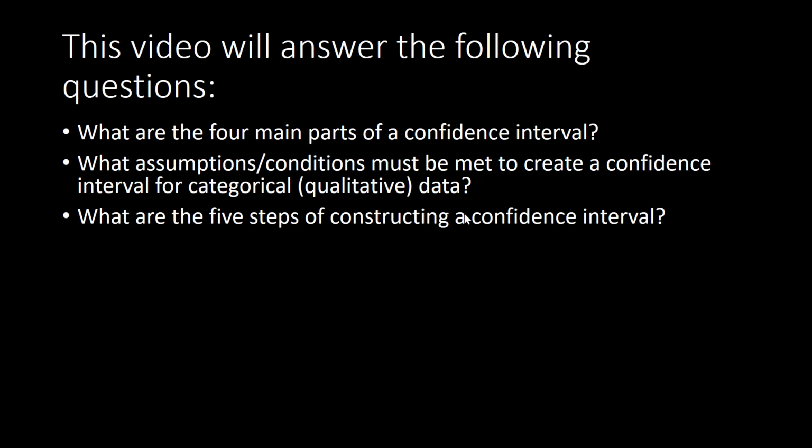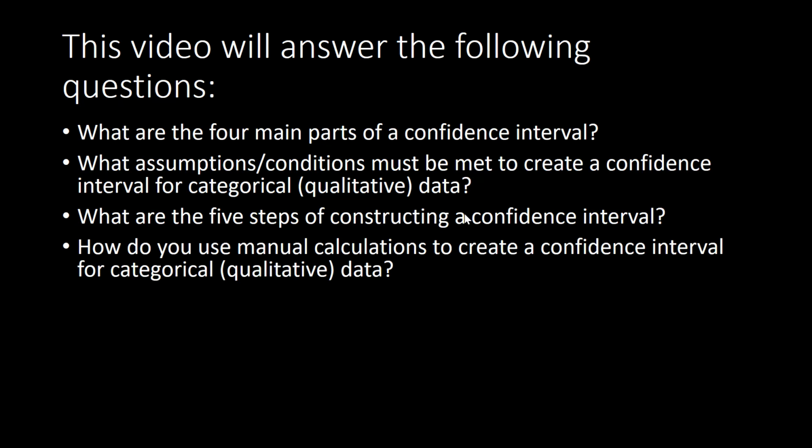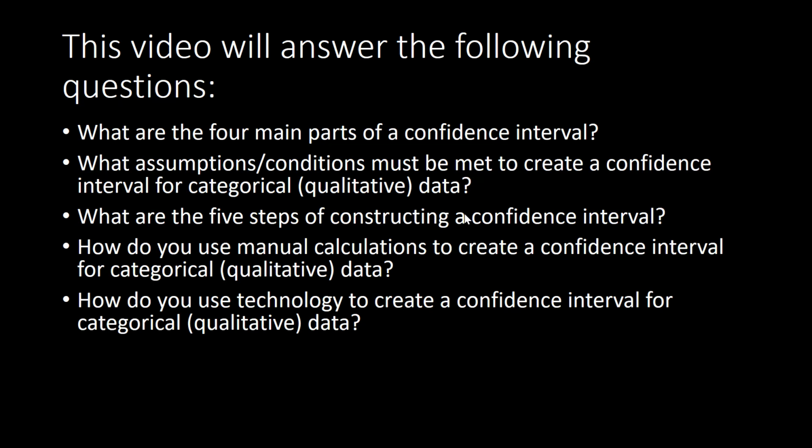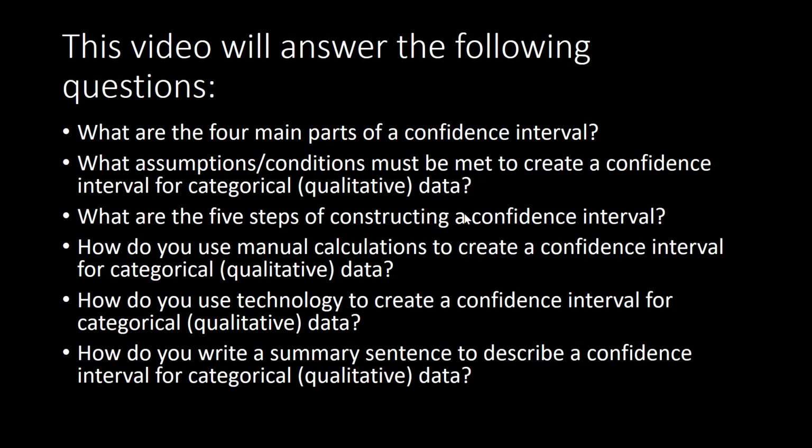What are the 5 steps of constructing a confidence interval? How do you use manual calculations to create a confidence interval for categorical or qualitative data? How do you use technology to create a confidence interval for categorical or qualitative data? And lastly, how do you write a summary sentence to describe a confidence interval for categorical or qualitative data?